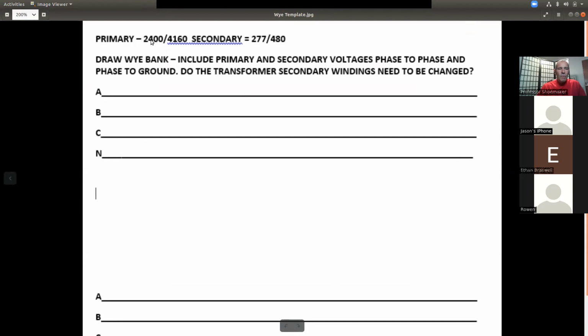So when I say 2400 to 4160, the 2400 is what? Phase to neutral. Right, and the 4160 is phase to phase. Phase to phase, correct. All right.